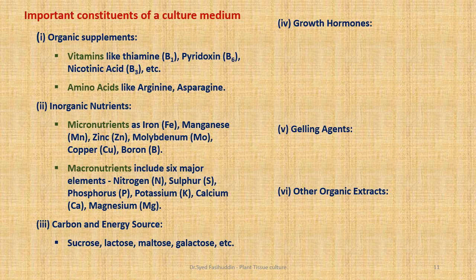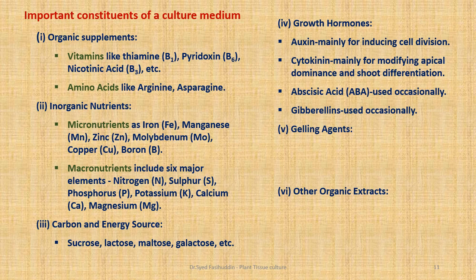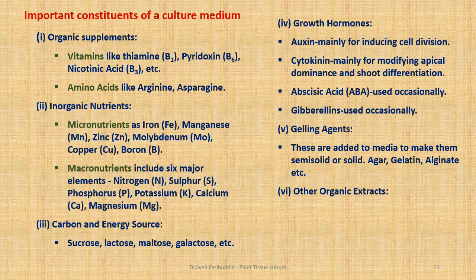Growth hormones: auxins mainly for inducing cell division, cytokinins mainly for modifying apical dominance and shoot differentiation, abscisic acid used occasionally, and gibberellins, which are also used occasionally. Then gelling agents. These are added to media to make them semi-solid or solid. The agents are agar, gelatin, alginate, etc. Other organic extracts include coconut milk, oranges, tomato juice, potato extract, etc.